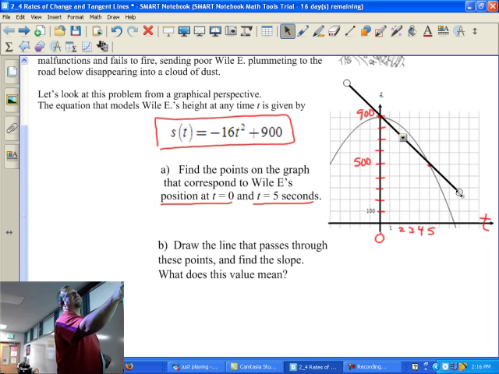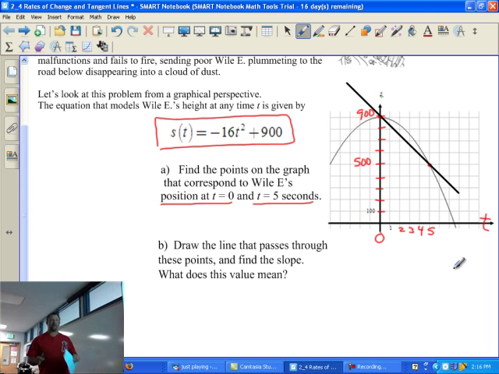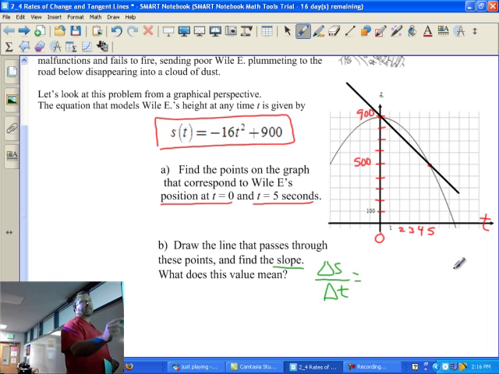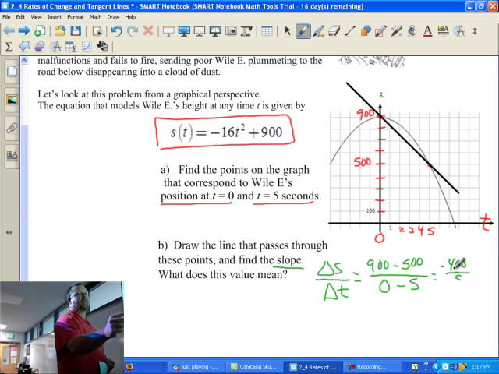This line is called a secant line. A secant line is any line between 2 points on a graph. Now, because we have 2 points on a graph, I can find the slope. The slope of that line would be the change in position over the change in time, which in this case would be 900 minus 500 over, and because I started with 900, I'm going to start with 0 minus 5. That would be negative 400 over 5. I'm sorry, it'd be 400 over negative 5, which is still negative 80.